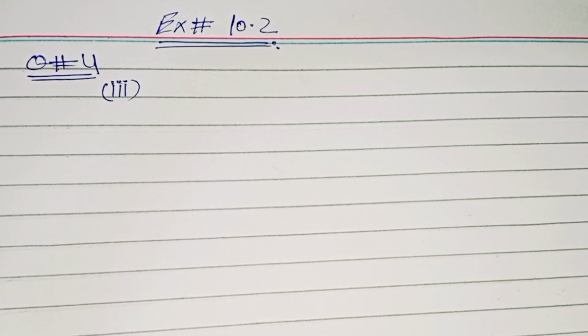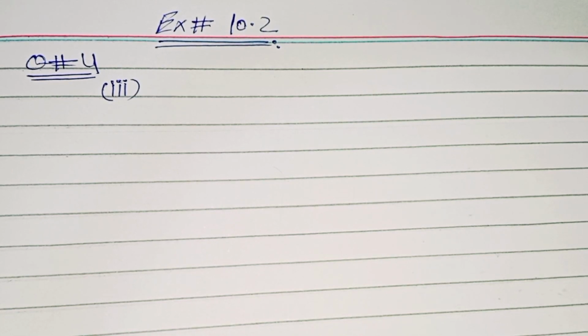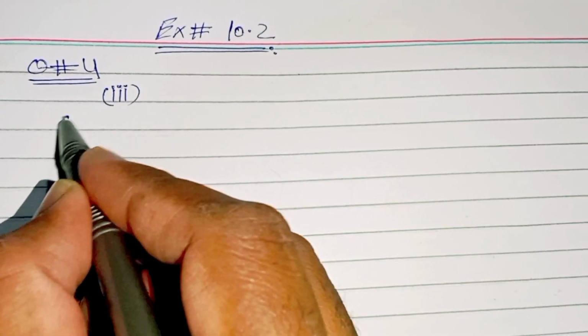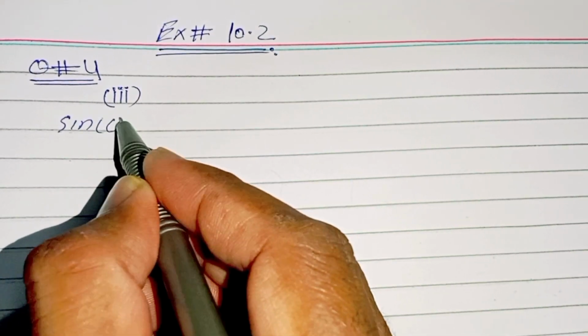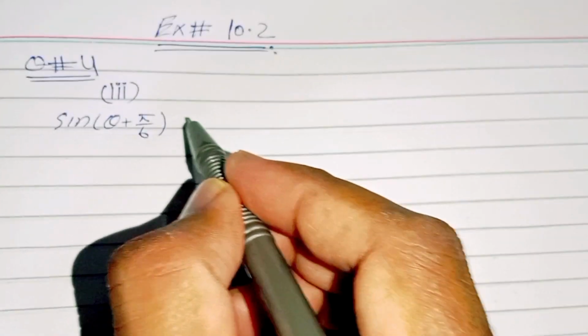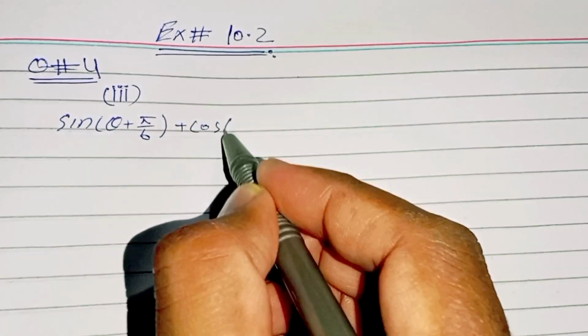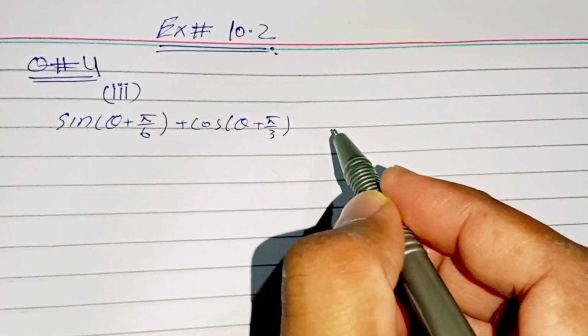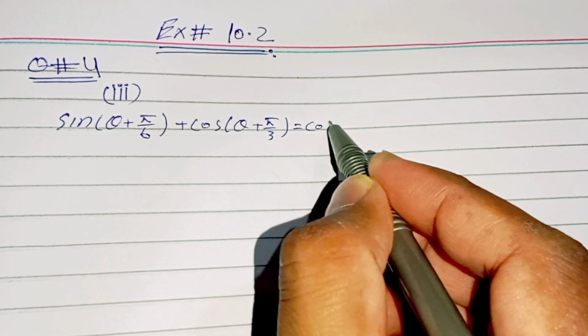Bismillahirrahmanirrahim. Today we discuss question number 4, part number 3 of exercise 10.2, which is sin(theta + pi/6) + cos(theta + pi/3) = cos theta.